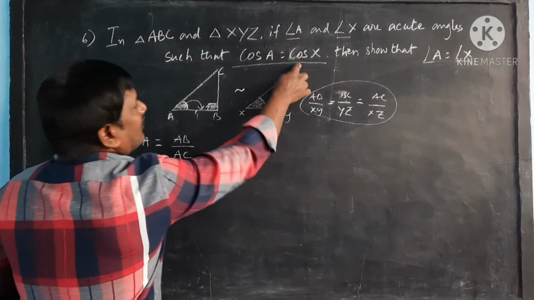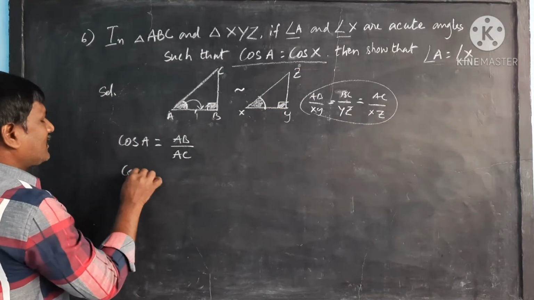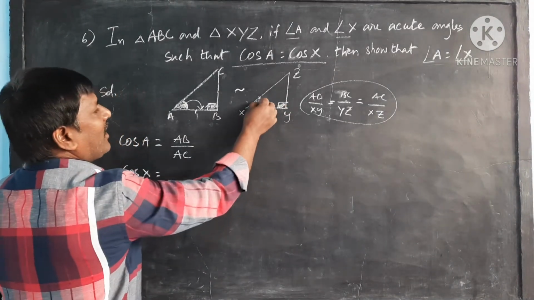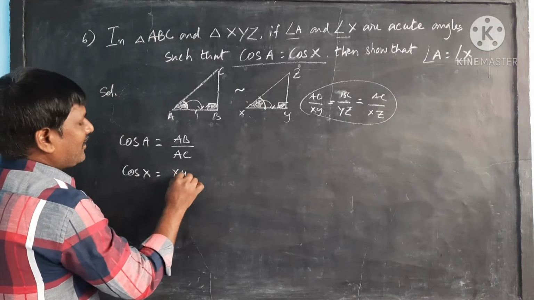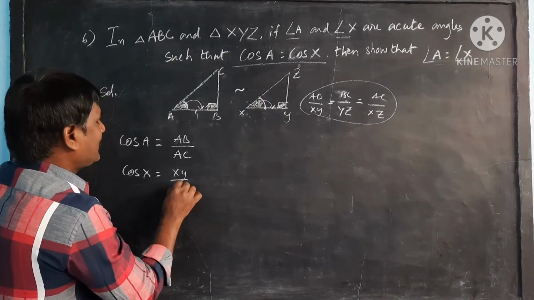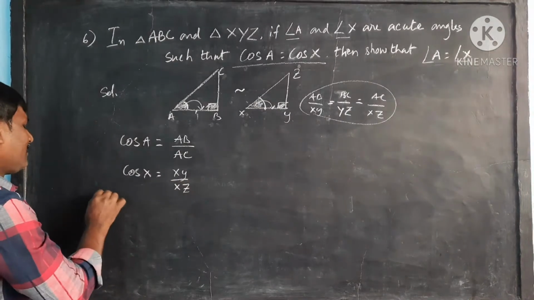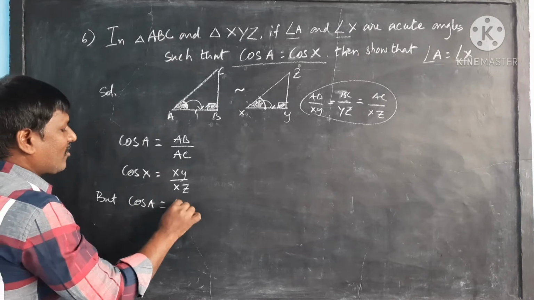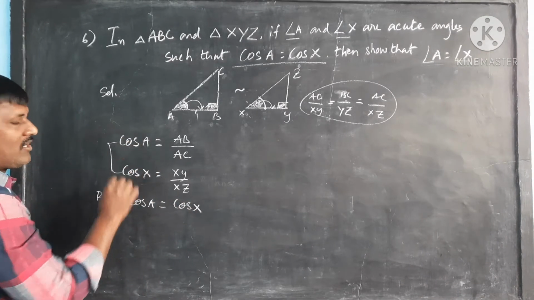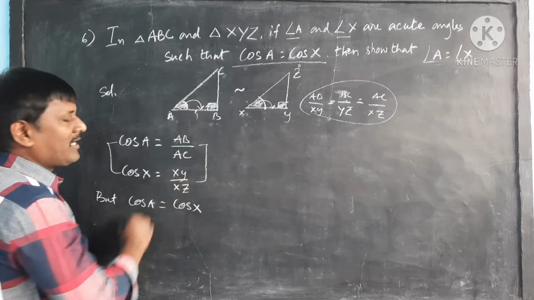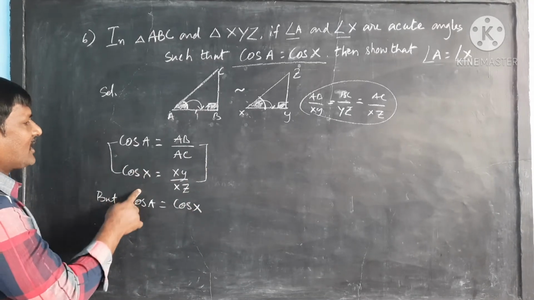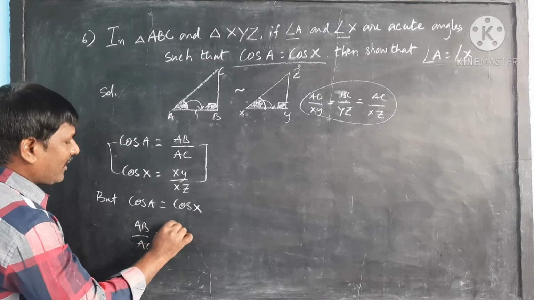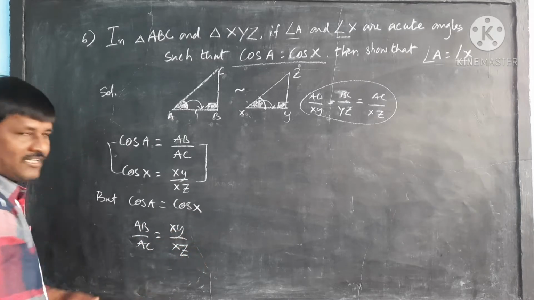Now it is also given cos X. Cos X means the side adjacent to X divided by the hypotenuse, that is XY by XZ. But it is given that cos A is equal to cos X. So if these two are equal, then their values will be equal too: AB by AC is equal to XY by XZ. Right?